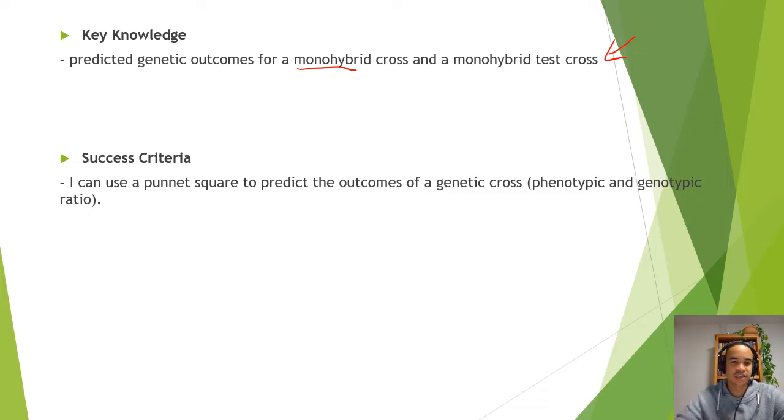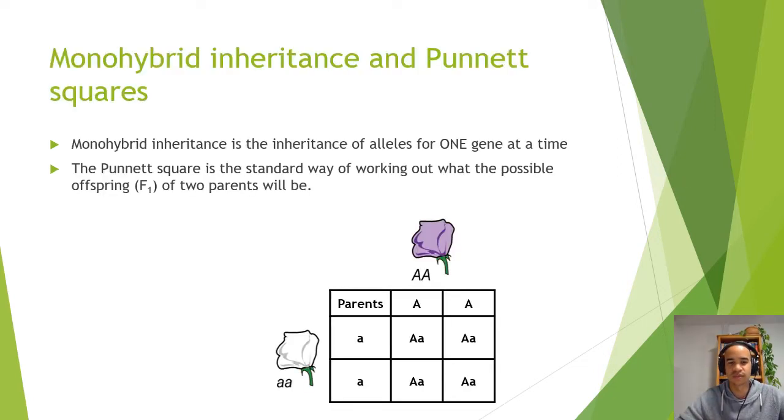So our success criteria are that you can use a Punnett square to predict the outcomes of a genetic cross, and that you can interpret that Punnett square to tell me the phenotypic and genotypic ratios. Okay, so here we're looking at using a Punnett square to predict monohybrid inheritance. Monohybrid inheritance is inheritance of the alleles for one gene at a time, one being the key word.